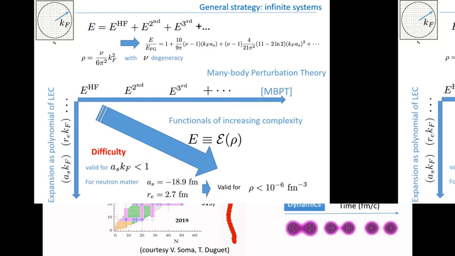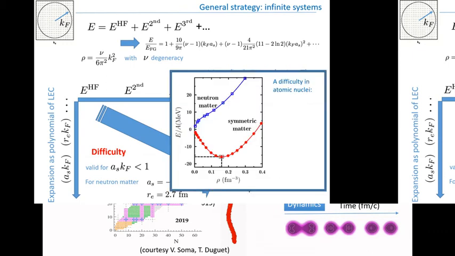The problem is that the validity, where this times the Fermi momentum is less than 1, is very narrow. So it's 10 to the minus 6 Fermi to the minus 3. So essentially, when we look at the equation of state of a system, here I put the symmetric matter where you have the same number of protons and neutrons. So it's stable, you have an equilibrium. And there is a neutron matter where you have only neutrons. So what is the region of density I'm interested in? It is here, around 0.16, I mean, the equilibrium density.